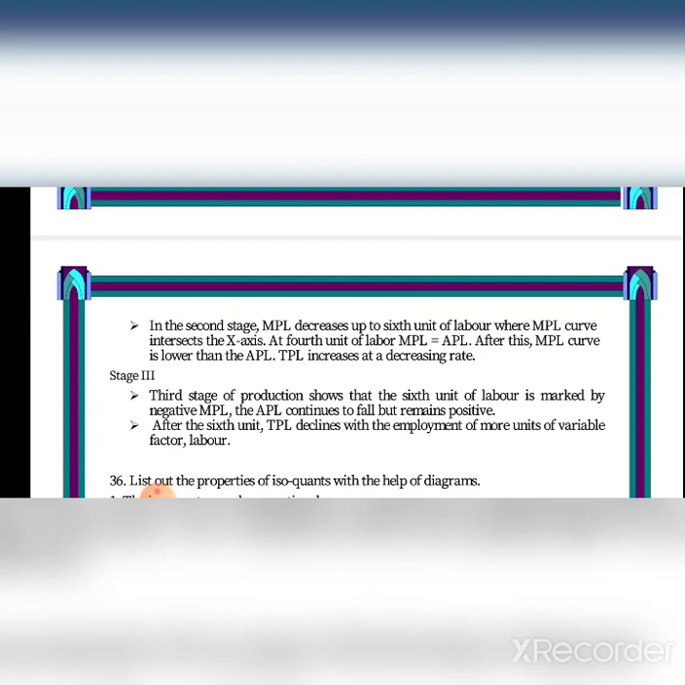And we are going to see the last stage, the third stage. The third stage of production shows the 6th unit of labor is marked by negative MPL. The APL continues to fall but remains positive. After the 6th unit, TPL declines with the employment of more units of the variable factor labor. So it is reducing the variable factor labor.